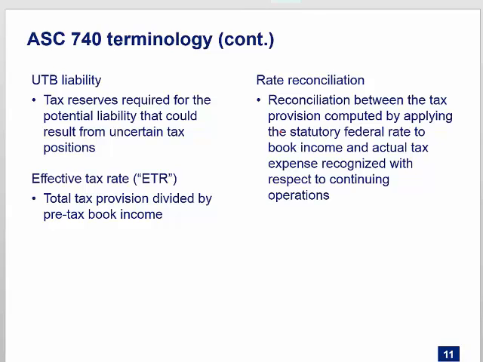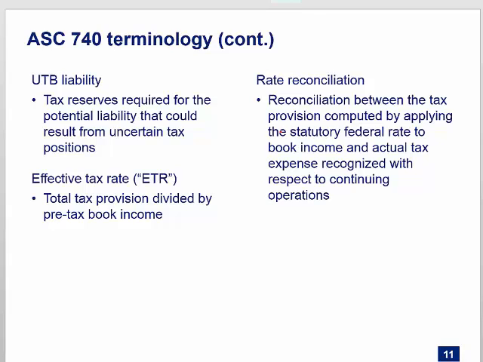First one is UTB liability. A UTB is an unrecognized tax benefit. And an unrecognized tax benefit is essentially a tax reserve, or maybe the way to look at it is the exposure that a company might have for taxes.